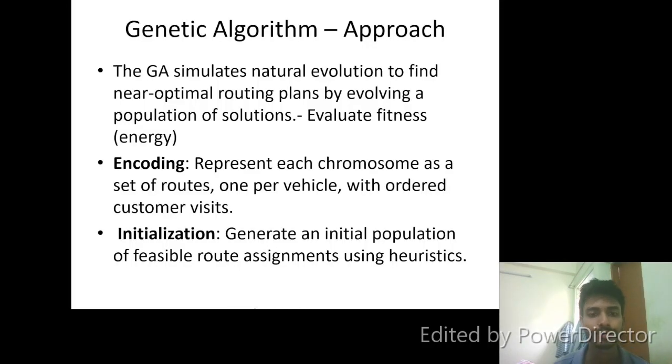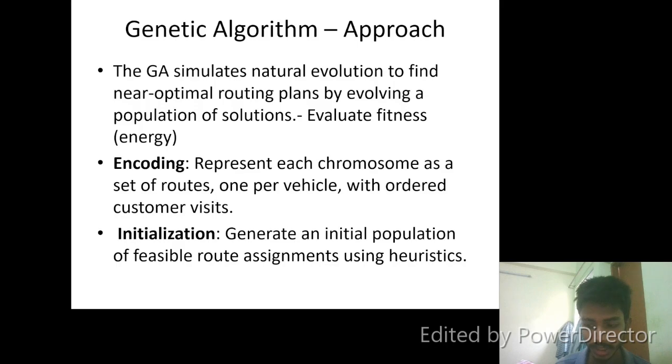Thanks, Shankar. The second method we explored is the genetic algorithm, or GA. Unlike the step-by-step greedy approach, GA is a meta-heuristic inspired by natural evolution. It works with a population of potential solutions, entire routing plans, and iteratively improves them over generations to find near-optimal results, primarily focusing on minimizing energy consumption.